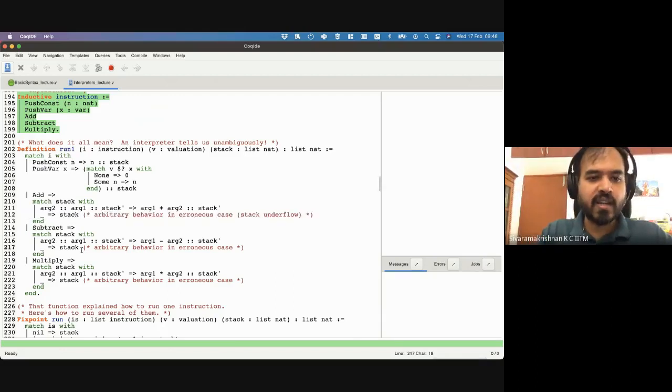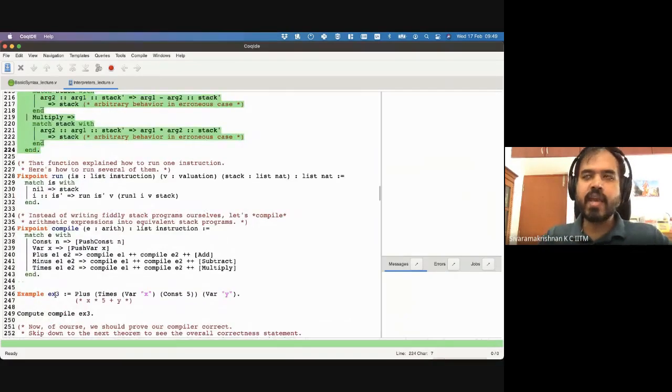So similarly, you have the same thing for subtraction and multiplication, each of which expects at least two arguments. You don't have two arguments, so you just leave it as some default argument. We just choose to leave it as the original stack. It's just ignoring. I mean, the semantics here is that if you have a stack with less than two arguments, and you get add, subtract, or multiply, it is as if you are ignoring that instruction completely. You are just returning the original stack.